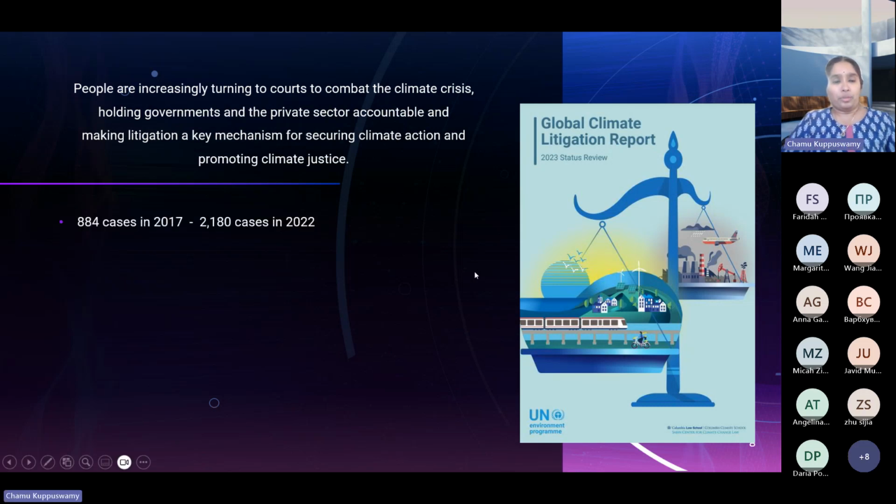So to provide an overview, the second report that UNEP produced on global climate litigation listed around 884 cases in 2017. And by 2022, that had risen to about 2,180 cases. We'll see a graphic in a little bit looking at the breakdown of where these cases are coming from, and you do get a global picture of climate litigation.